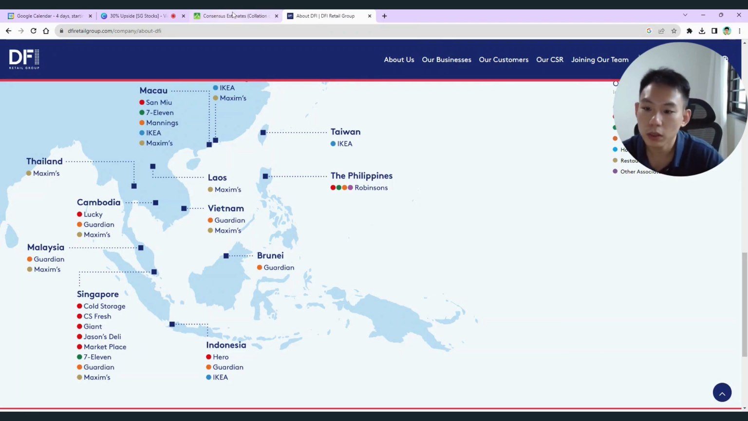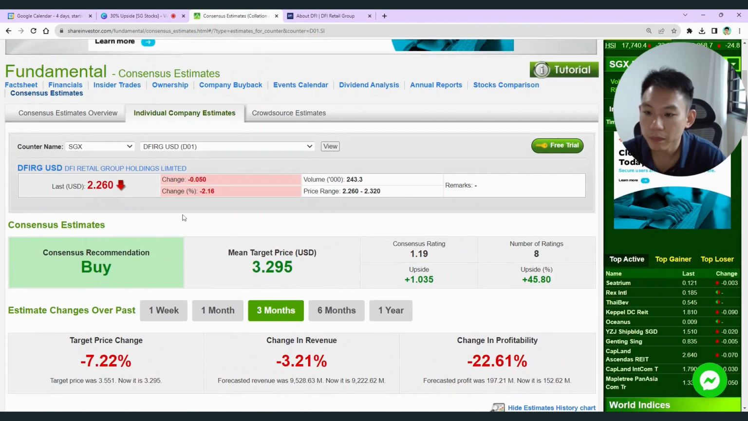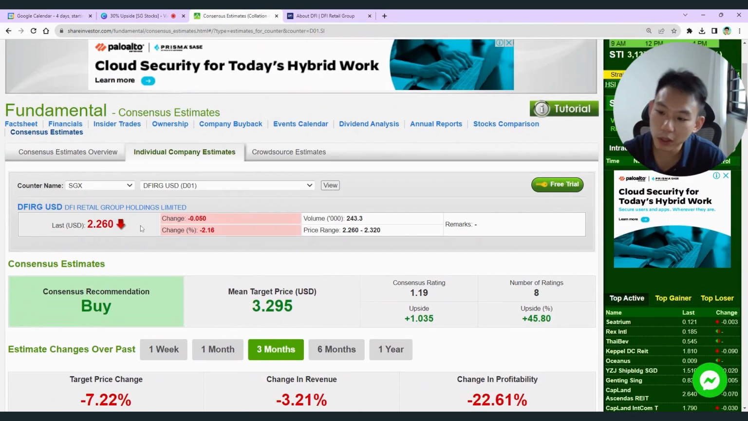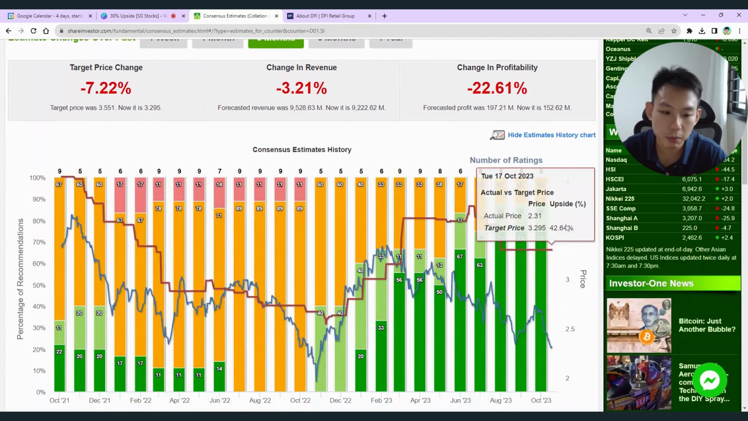All right, so let's talk about their analyst consensus estimate. At the time of recording, it is trading at $2.26. The analysts are giving a buy recommendation with an average target price of $3.30. This is based on 8 analyst ratings, and that translates to a potential upside of 46%. So that's pretty high in that aspect.